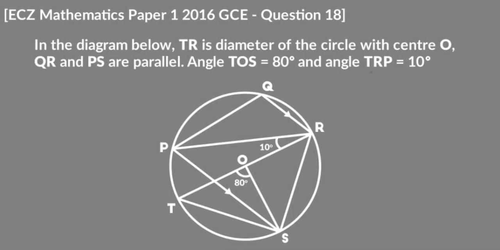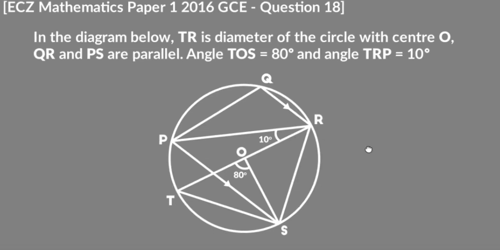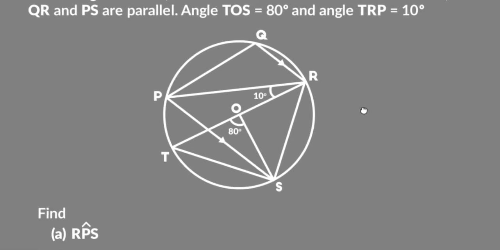The next question is an ECZ Mathematics Paper 1 2016 GCE question 18. In the diagram below, TR is a diameter of the circle with center O, QR and PS are parallel. Angle TOS is equal to 80 degrees and angle TRP is equal to 10 degrees. The first question in this question paper asks us to find the angle RPS.